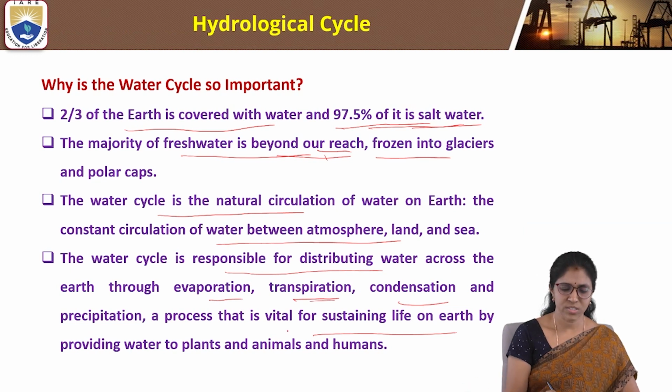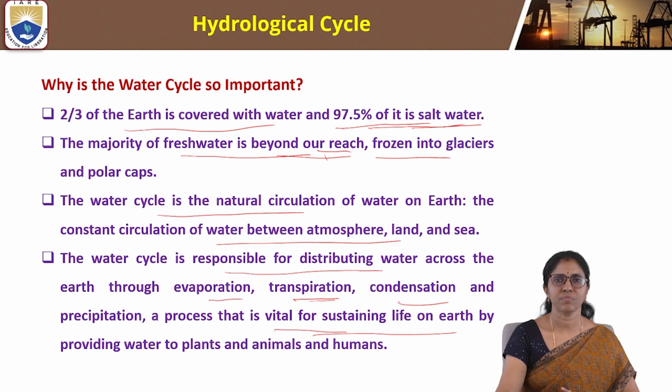So this process is vital. It is a process that is vital for sustaining life on earth, by providing water to plants, animals and human beings, to all the living organisms. The water cycle is responsible for distributing water to the various living organisms by the different processes. That's why the water cycle is so important for all the living organisms and non-living organisms on the earth.